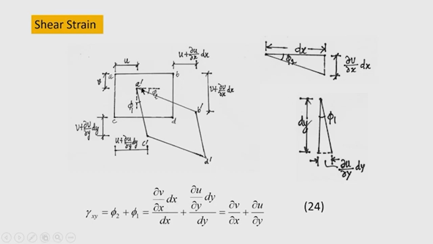Similarly, if I see here the horizontal component of displacement of the point C, the change of displacement, that is ∂u/∂y dy in a length of dy. So, if I calculate tan φ1, tan φ1 is equal to φ1 because φ1 is small, and can be written as ∂u/∂y dy divided by dy. So, shear strain is nothing but ∂v/∂x + ∂u/∂y.